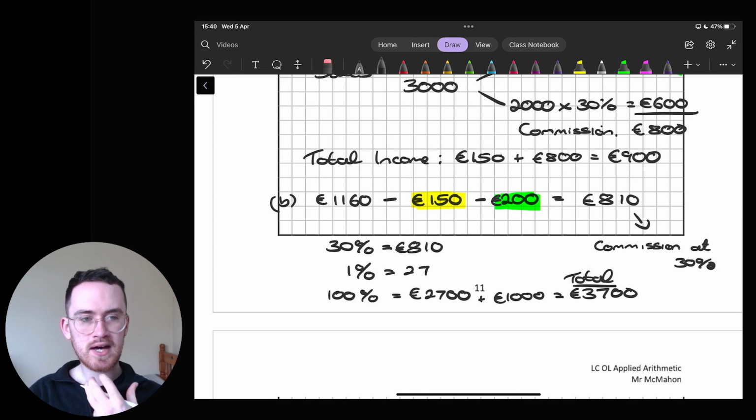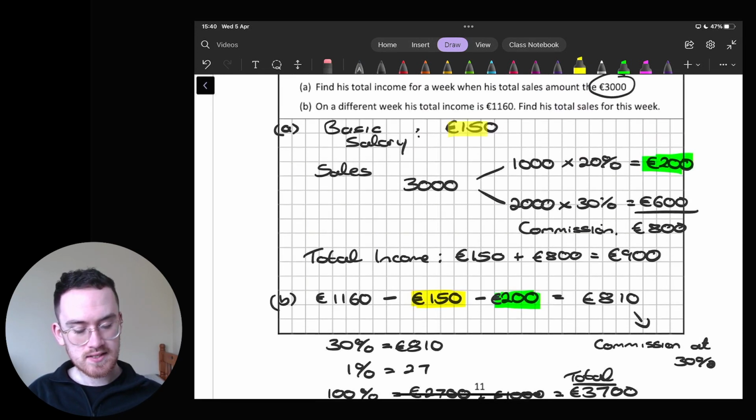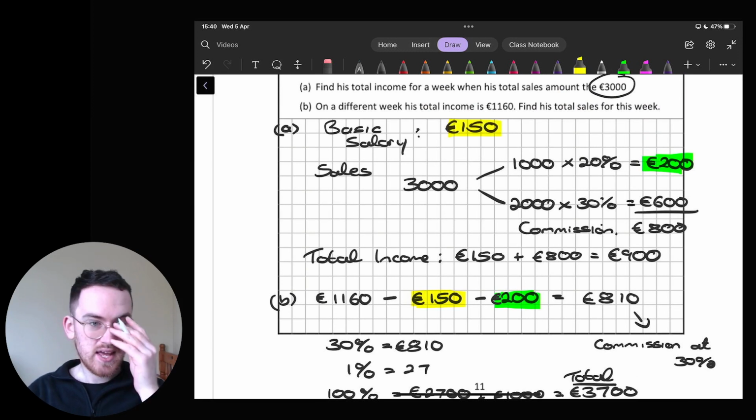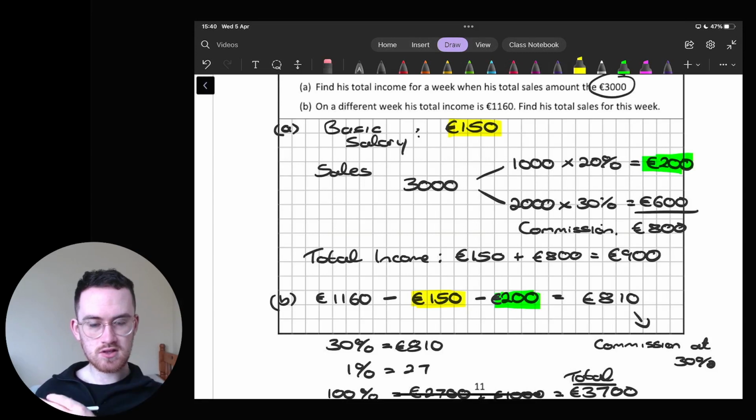So kind of working backwards here a little bit. We're seeing that that yellow part, the basic salary, is always included. If he's made some sales, up to 1,000 will be at that 20%, and that's the €200 we've worked out. So that obviously was included as well. What was left over, the €810, had to come from somewhere, and it must have come from commission on sales over that 1,000. And that means that the €810 represents 30% of these extra sales.